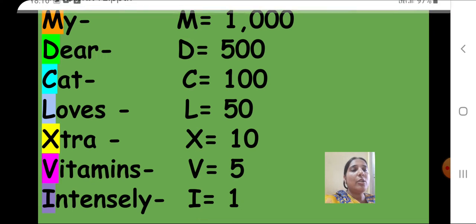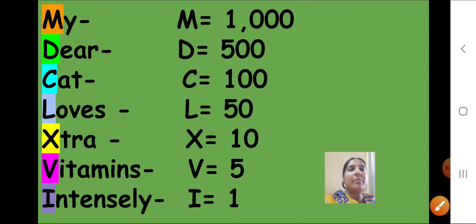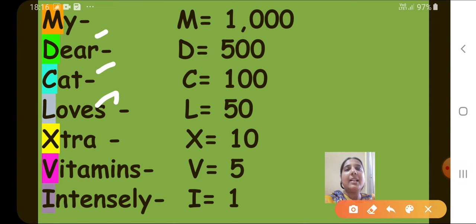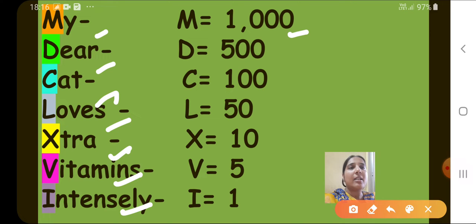You can easily remember them by remembering this sentence: My Dear Cat Loves Extra Vitamins Intensely. If you remember this sentence, you can easily remember the values of each Roman numeral. M stands for 1000, the largest unit, then D for 500, C stands for 100, L stands for 50, X stands for 10, V stands for 5 and I stands for 1.